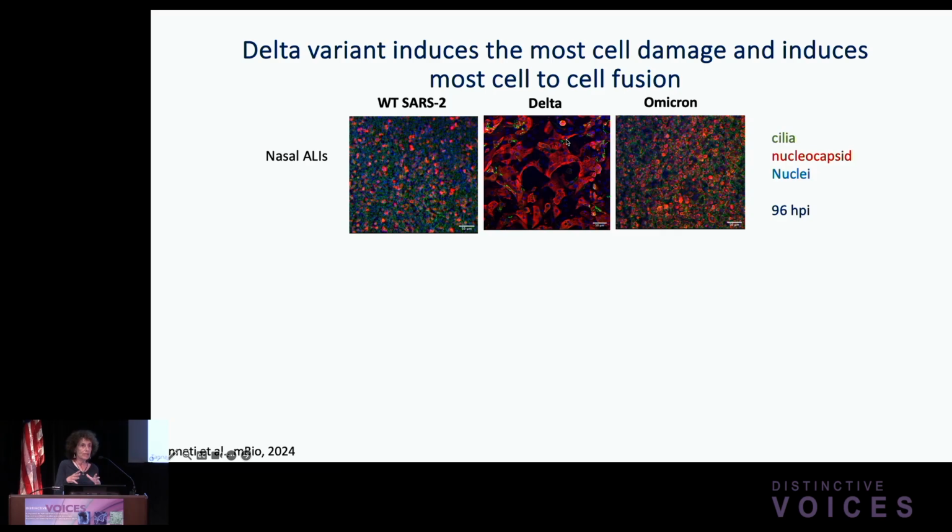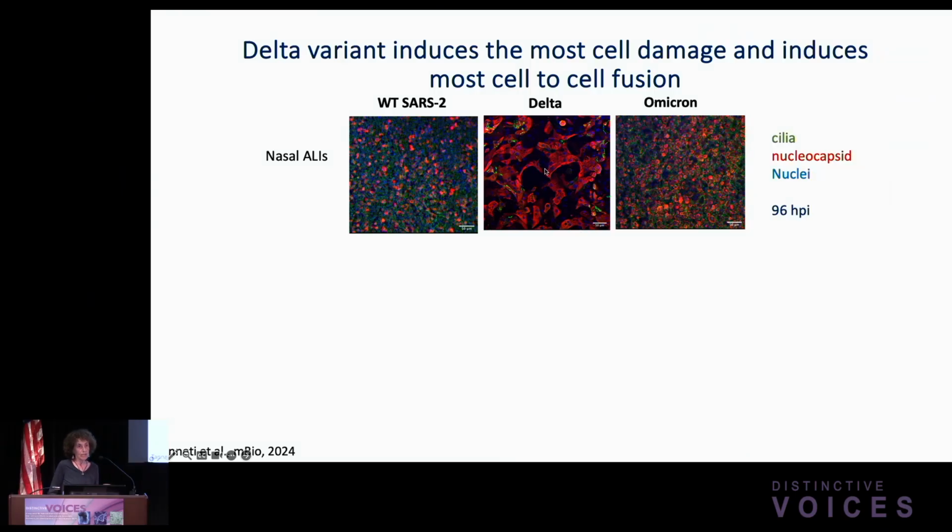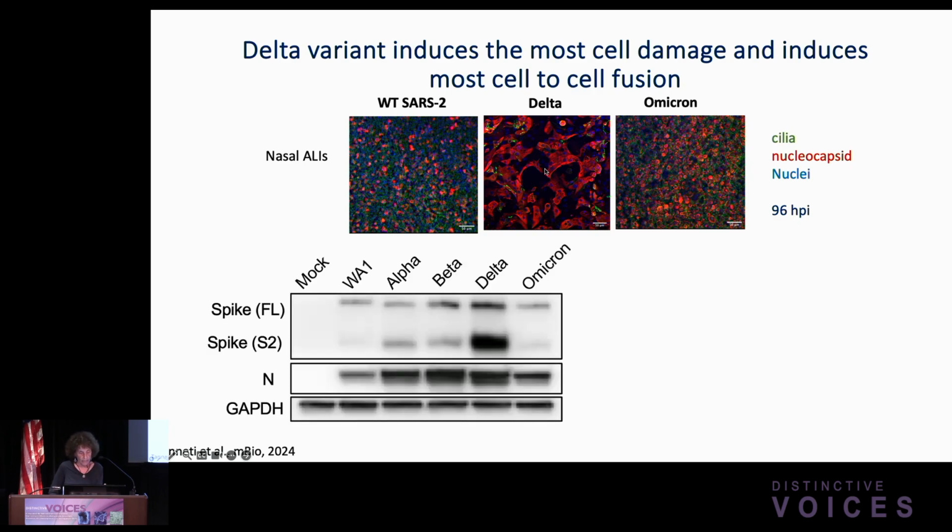So remember I said that the spike protein, when it cleaved well, it can cause a lot of fusion between the cells. We think that's what's going on with Delta. So Delta is clearly the most destructive, maybe consistent with it being the most pathogenic. And then this is just the way we look at cleavage.